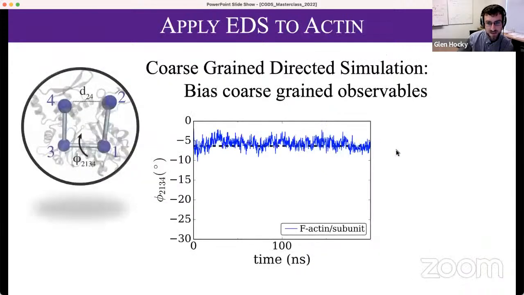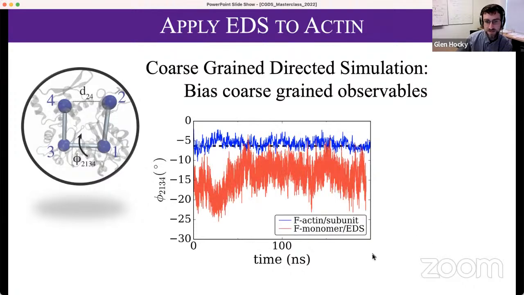So this is just a slide of what he just talked about. Okay, so this coarse-grained directed simulation means that it's not about coarse graining per se, it's about using coarse-grained observables and biasing them to match other values, which could be experimental or from other simulations.